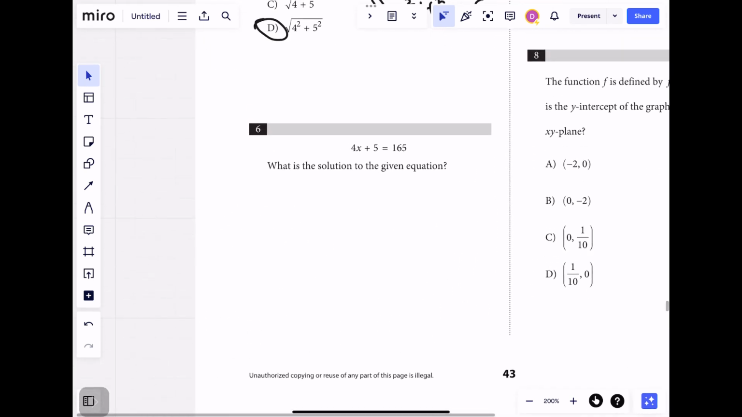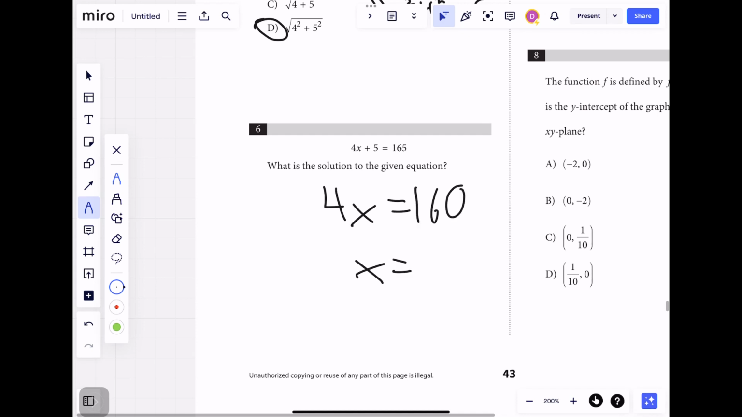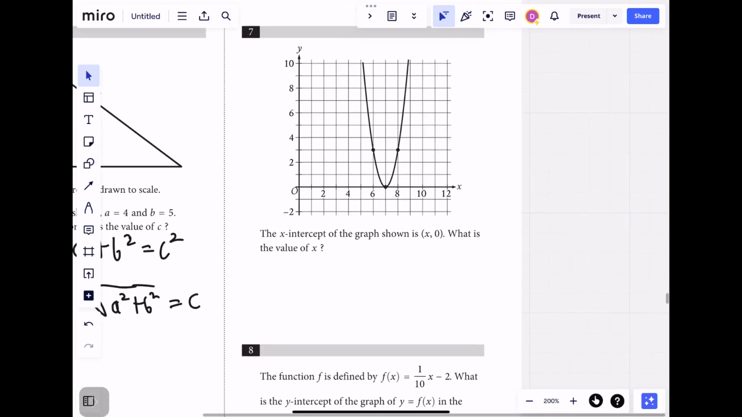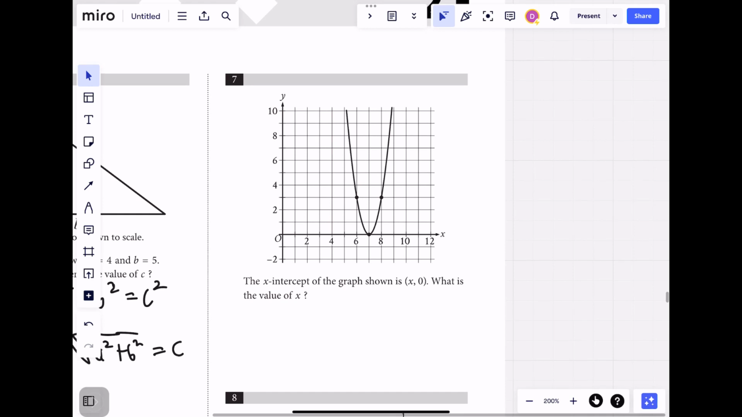What's the solution to the given equation? So we're trying to find x alone, so we can subtract 5 from both sides and then divide by 4, and we get 40. The x-intercept of the graph shown is x for the x value and 0 for the y value. What is the value of x? So we can see here that the y value is 0 at x equals 7, so x is going to be 7.